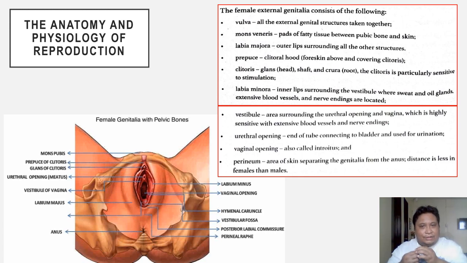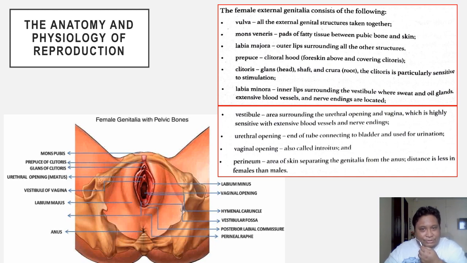So here, these are the female external genitalia, or the parts. The vulva is all the external genital structures taken together. The mons veneris is the pad of fatty tissue between the pubic bone and the skin, located at the front. The labia majora, or labium majus, here in this drawing, is the outer lips surrounding other structures.